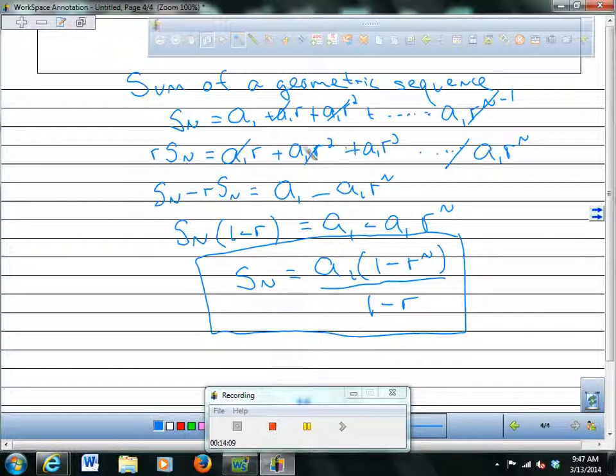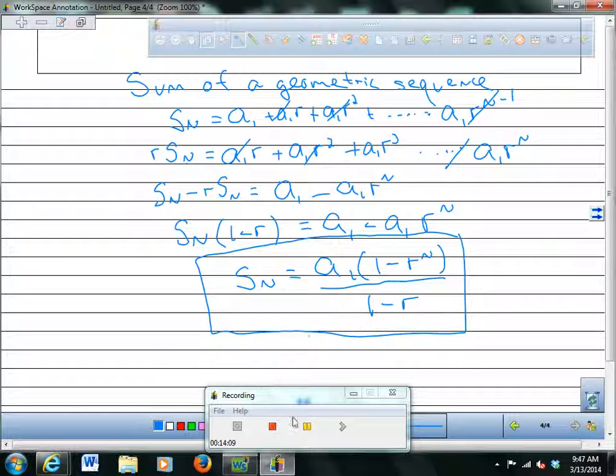Okay, so do you need to know where that derivation comes from? No, but it's kind of interesting to know that it comes from somewhere. So what that says is, if you want the sum of a geometric sequence, you take the first term, times 1 minus r raised to that power, and then divide by 1 minus r.